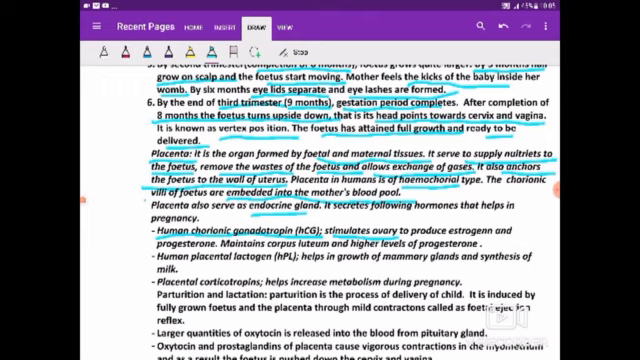corpus luteum. Actually speaking, the complete placenta will be formed by the 3rd month. By the 3rd month, we see that the levels of human chorionic gonadotropin increase many-fold. Then this human chorionic gonadotropin will maintain the corpus luteum, and therefore the corpus luteum will be producing progesterone in large quantities, and the pregnancy is maintained.